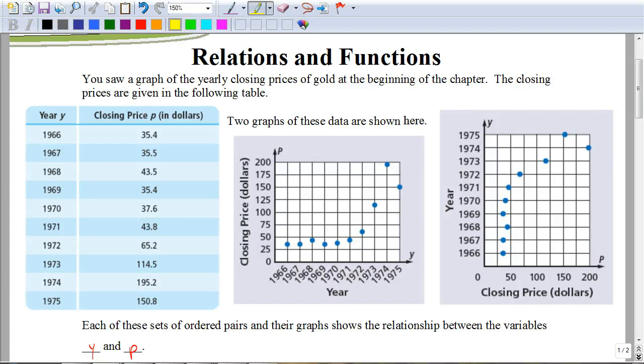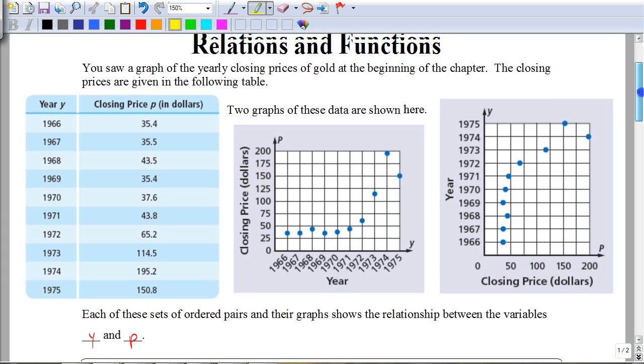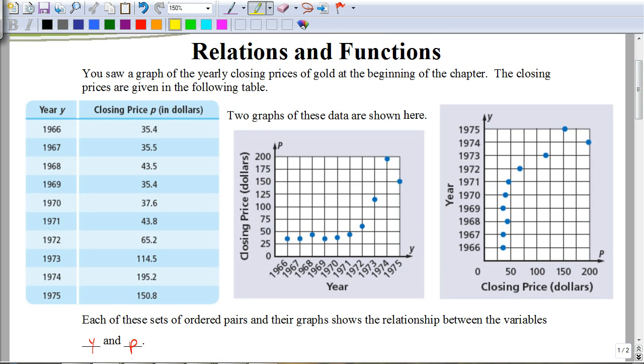Okay, so in this lesson we're going to be looking at relations and functions and making sure we understand how to tell the difference between the two, because this is a significant piece that we're going to be seeing throughout this year.